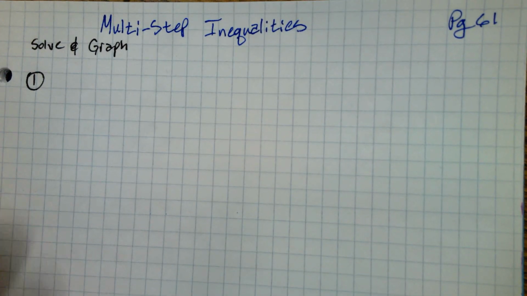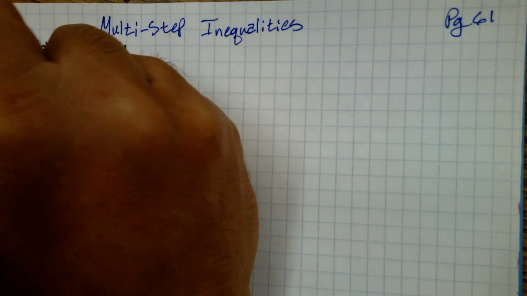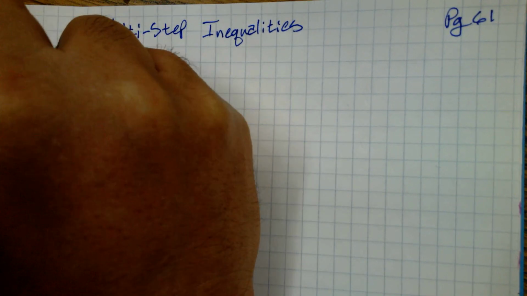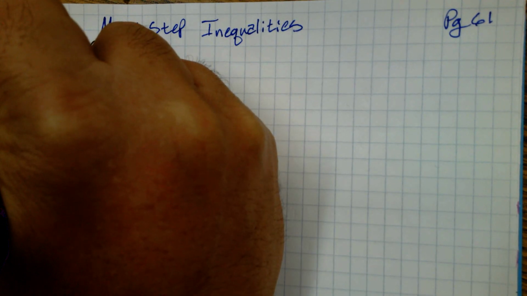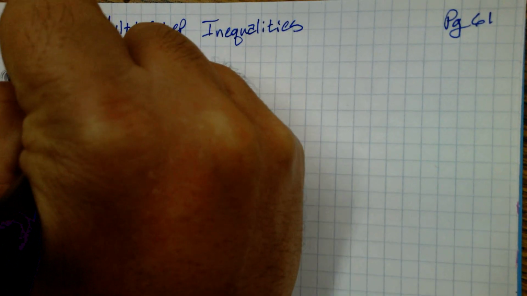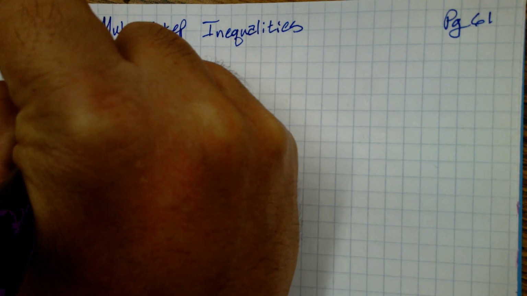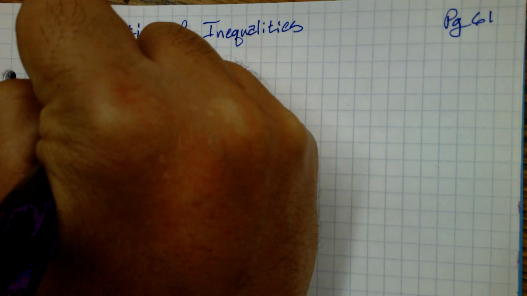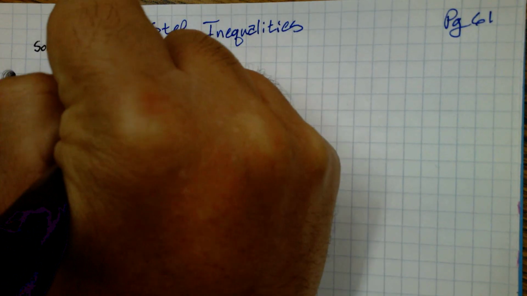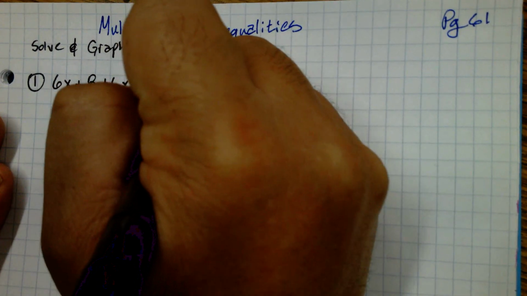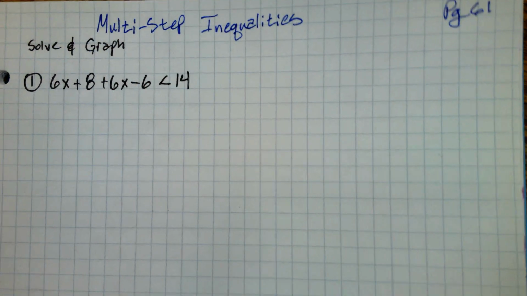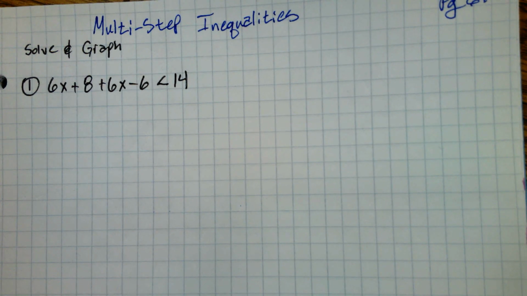Number one, let's solve this one. 6x plus 8 plus 6x minus 6 is less than 14. Okay. So go ahead and write that down, please.